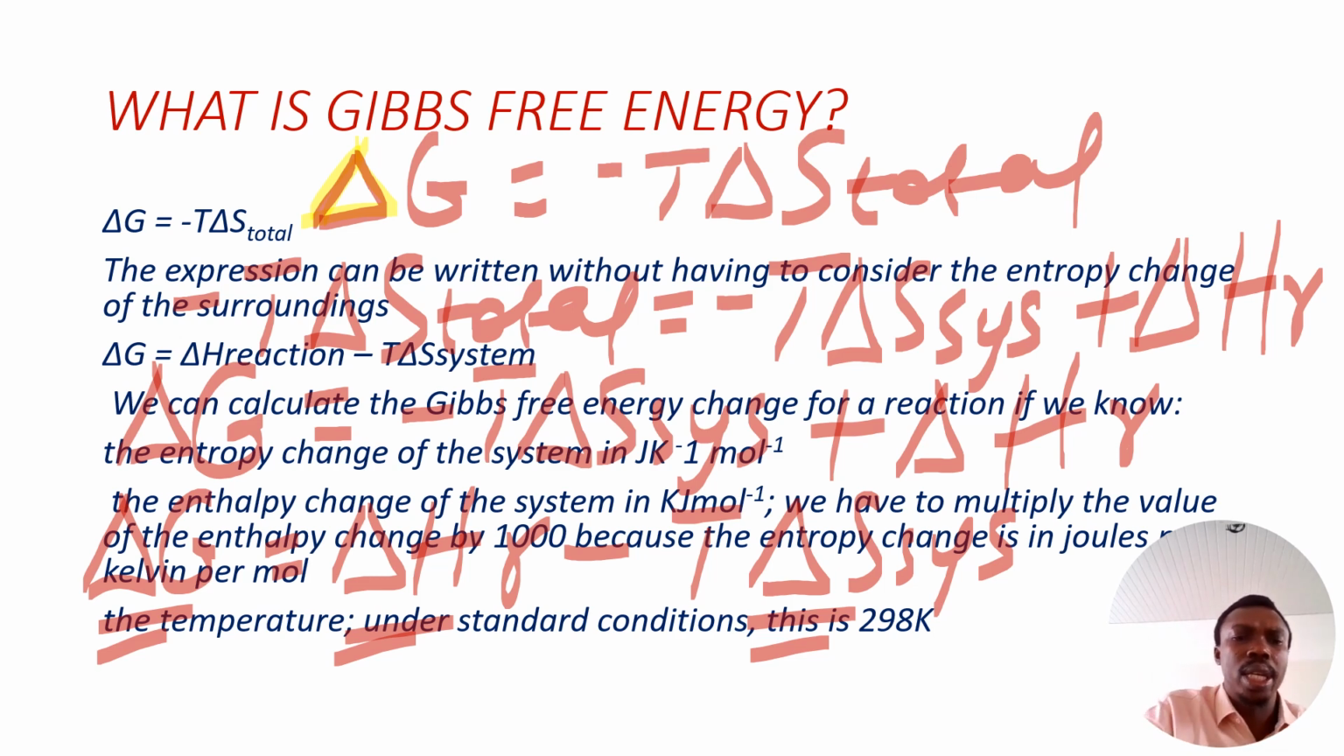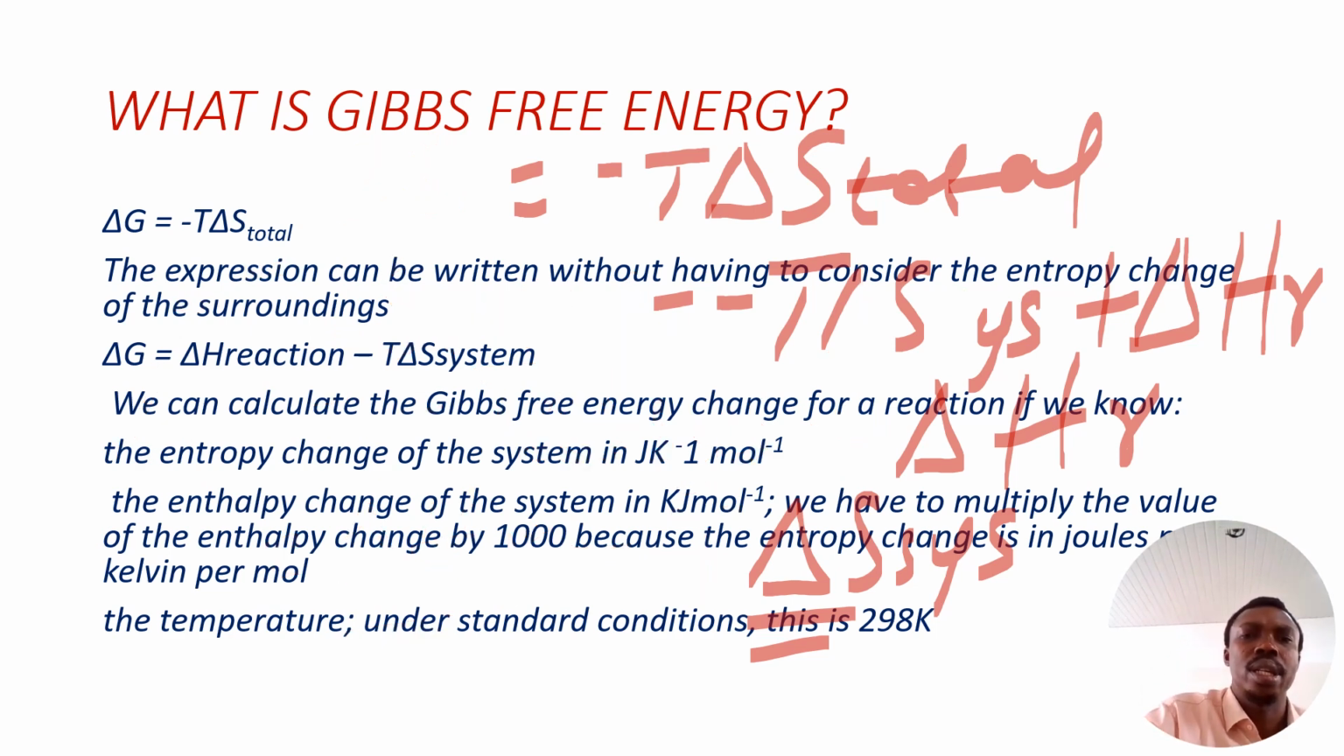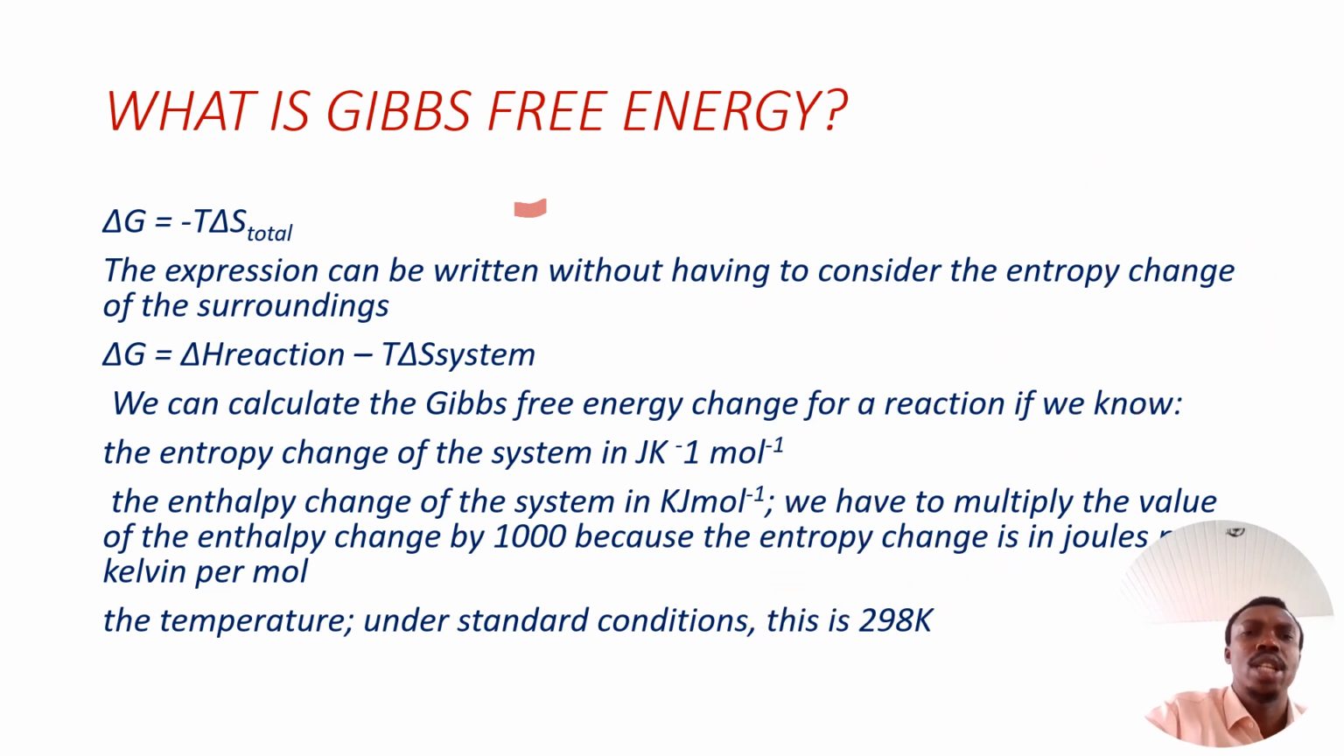So we can calculate the Gibbs free energy change for a reaction if we know the entropy change of the system, which is in joule per Kelvin per mole, the enthalpy change of the reaction, which is in kilojoule per mole, which we have to convert to joule per mole. Then we need the temperature, which is in Kelvin. Under standard conditions, the temperature should be what? 298 Kelvin, which is 25 degrees Celsius. So once we know these values, we should be able to calculate the free energy change of the reaction.